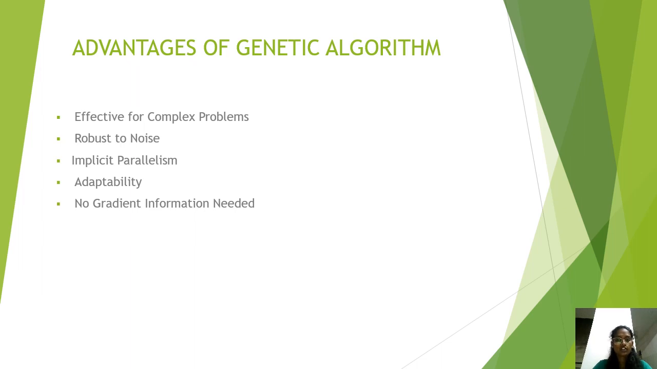The third advantage of genetic algorithms is implicit parallelism. The evaluation of individuals in a population can be done in parallel, making genetic algorithms potentially faster on multi-core processors. This allows for faster exploration of the solution space.